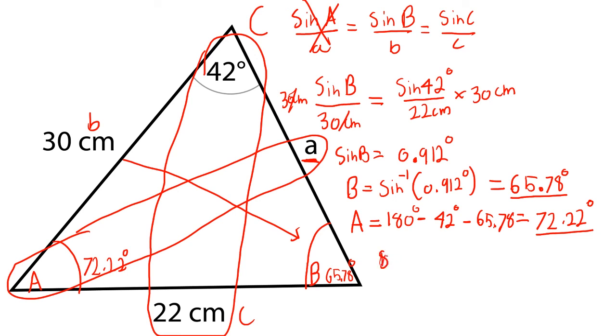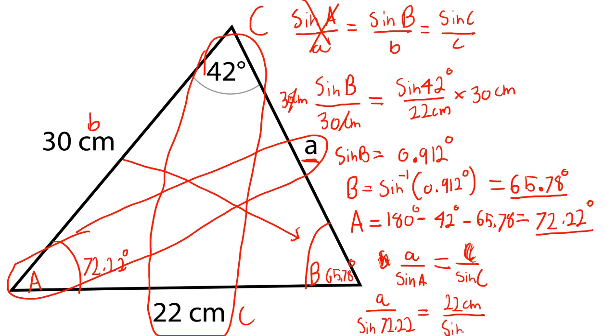So we have a over the sine of big A because now we're solving for a side, so we want the side on top. Then we have that equal to little c over the sine of big C. That's a little c, you can see that. Okay, so plugging in, we have a over the sine of big A, which is going to be the sine of 72.22. That's going to be equal to little c, which is going to be 22 centimeters, all over the sine of big C, which is going to be 42 degrees.